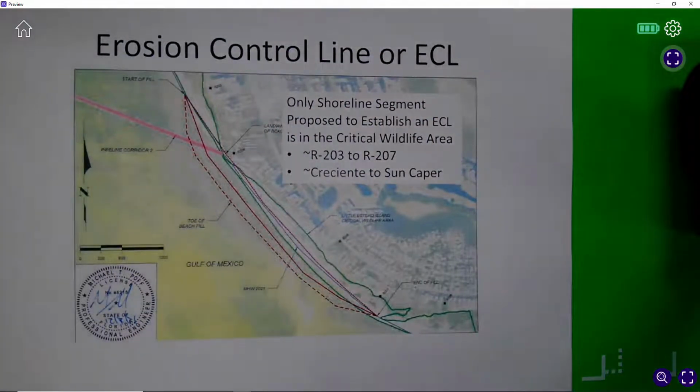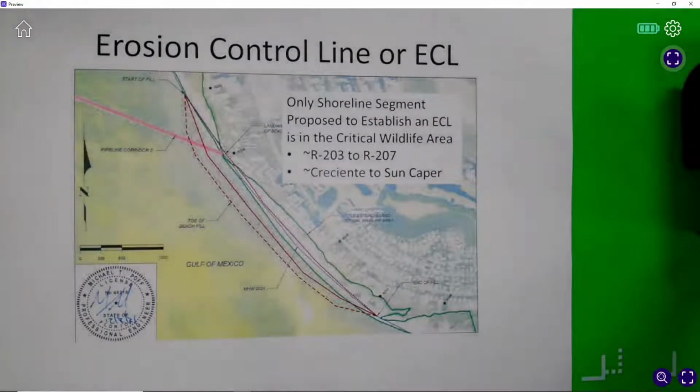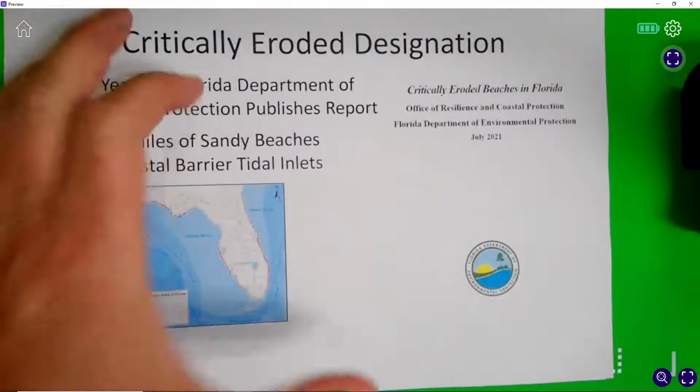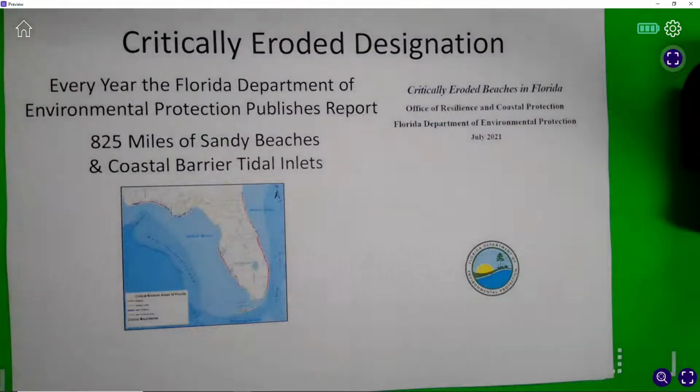So again, this is where staff proposes the only shoreline segment to establish an ECL, the critical wildlife area, basically from Cresciente to Sun Caper, thereabouts. So to shift gears, Chad, let's spend one more minute on that. Yes, sir. Because we received emails from folks who indicated their desire not to be included in this area.